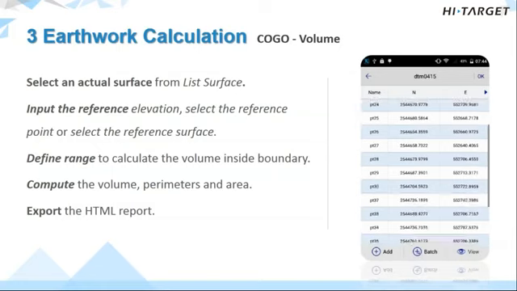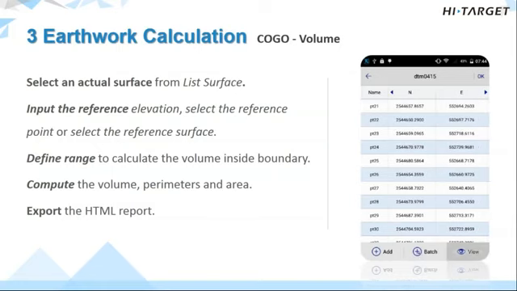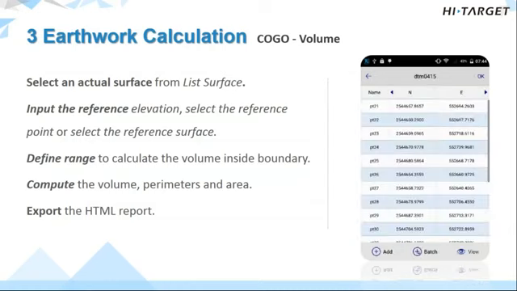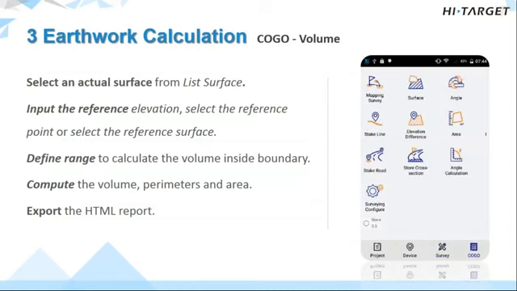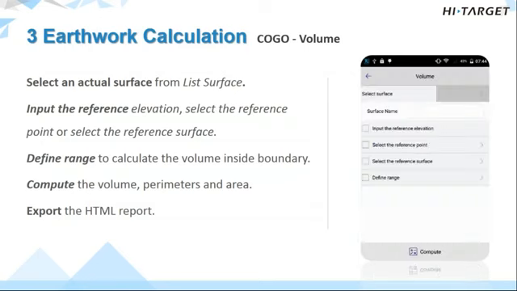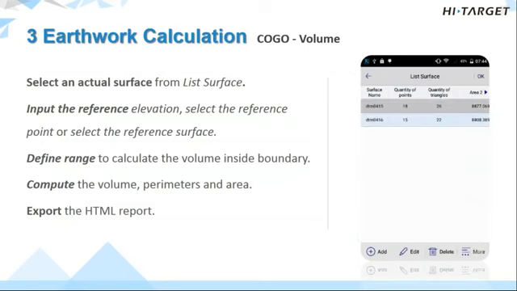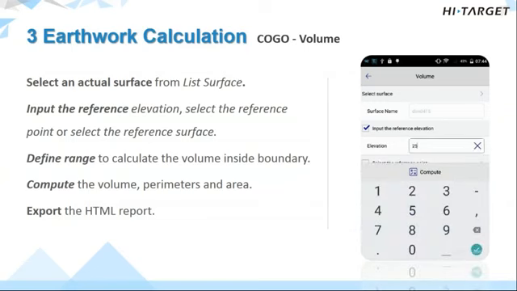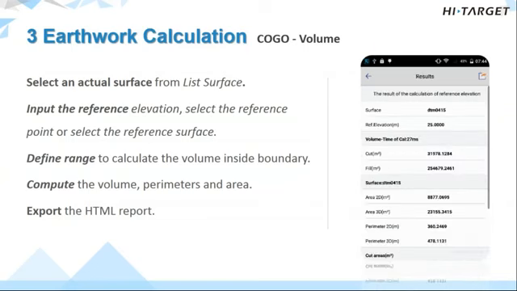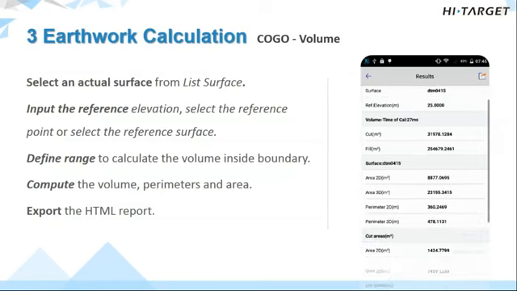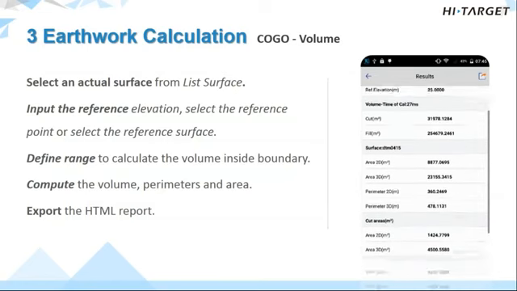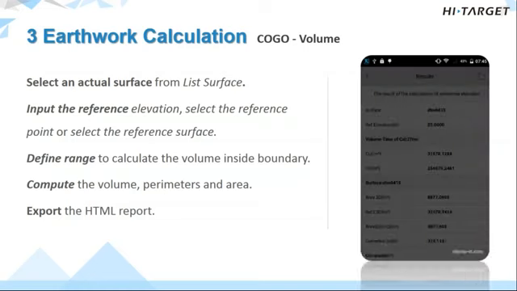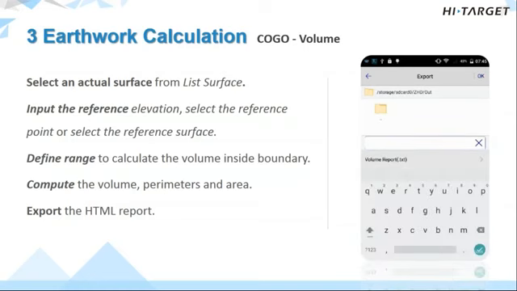And furthermore, you could do the earthwork calculation in the volume option with a DTM. After selecting an actual surface from the list, you can input the reference elevation, select the reference point, or select the reference surface to define it. After the inputting, you can get the result. And also, users can export the HTML report.